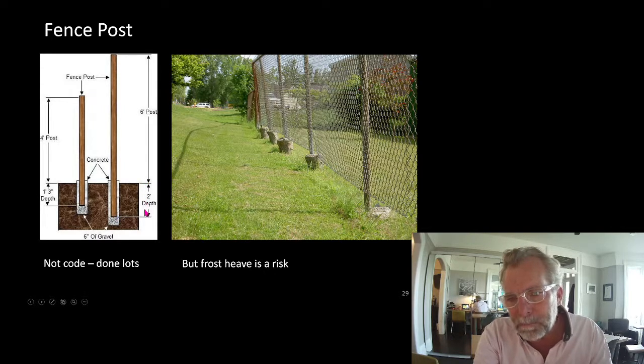And then we have an embedment depth roughly equal to 1/3 of the post height. So 6 foot post, 2 feet embedment; 4 foot post, 1 foot 3 inches of embedment. So height divided by 3 gives you roughly the embedment you need.